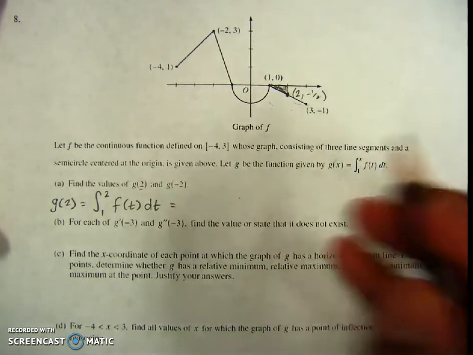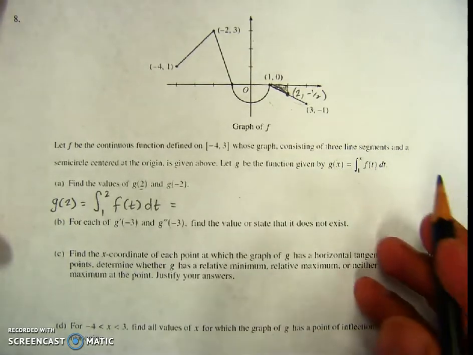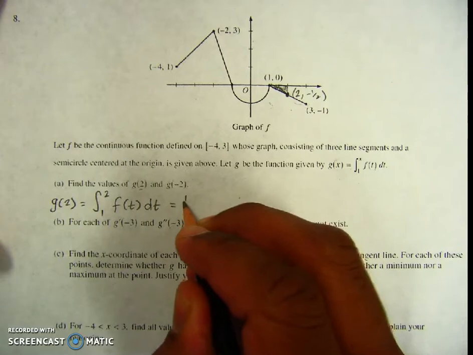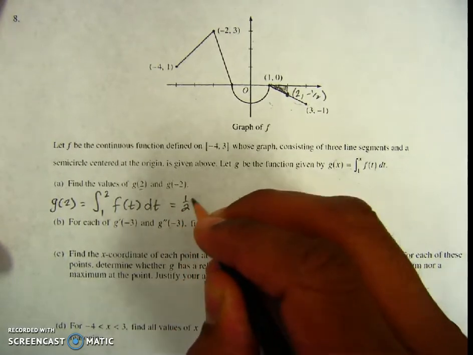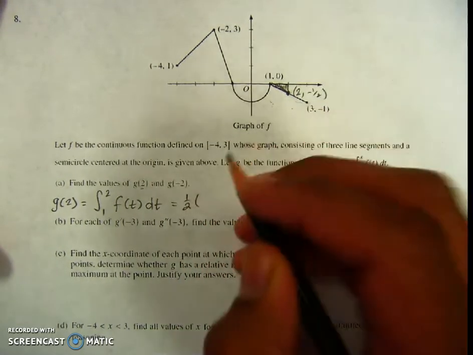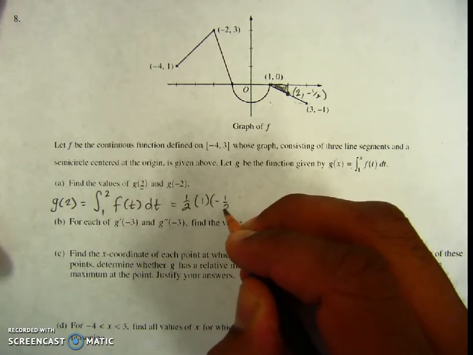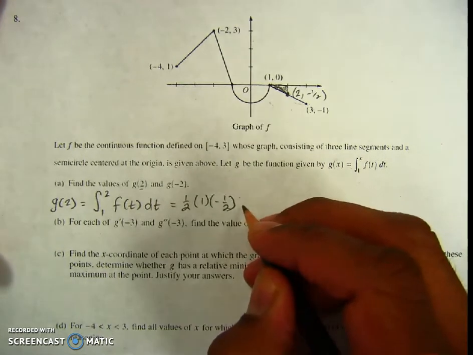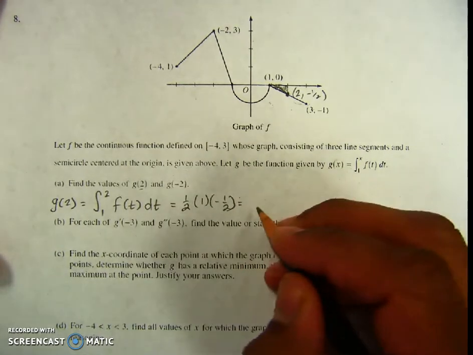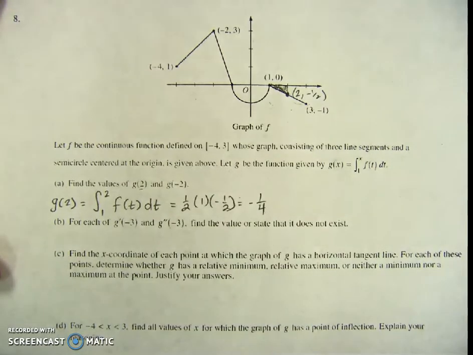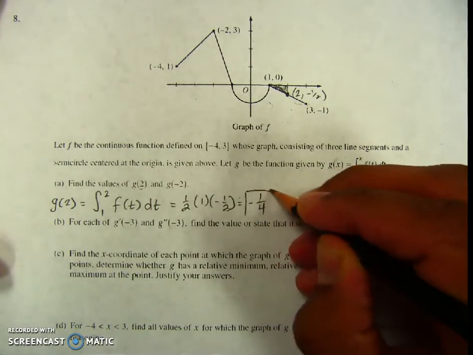So what we have here is base times height divided by 2, or 1/2 base times height. The base is 1, and the height is -1/2, making that -1/4. And that's your answer.